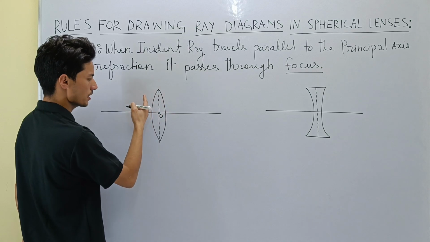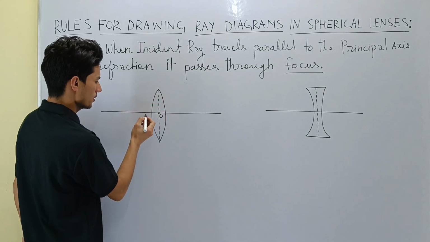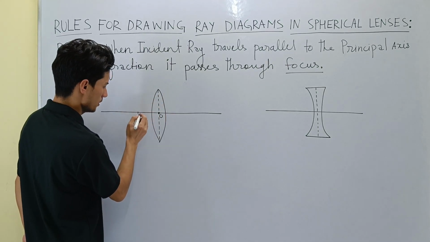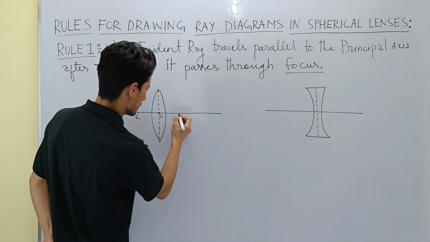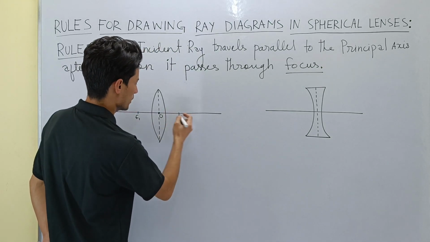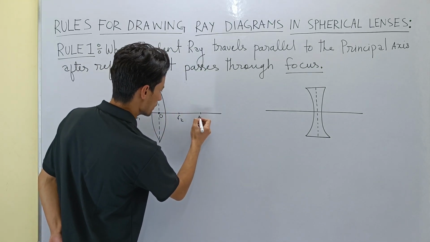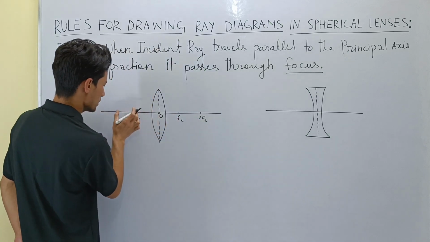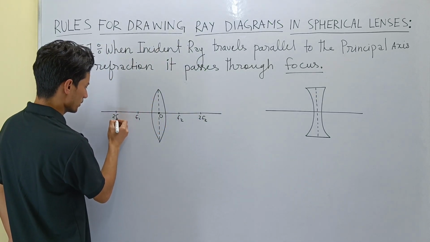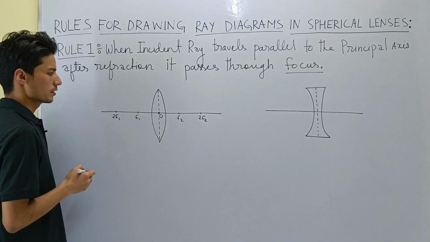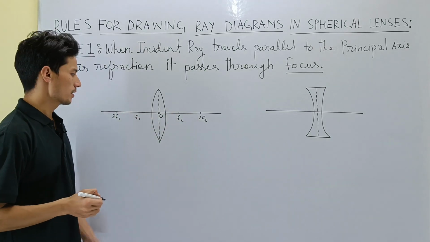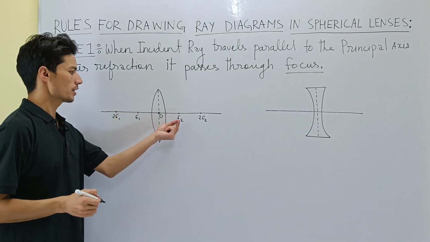So this is a convex lens. Left side, let this be f1, and same here, you mark this as f2. Same distance, if you go, you will get 2f2. Same distance, if we go back again, we get 2f1. This is everything that you have to mark on the principal axis: optical center, f1, 2f1, f2, 2f2.